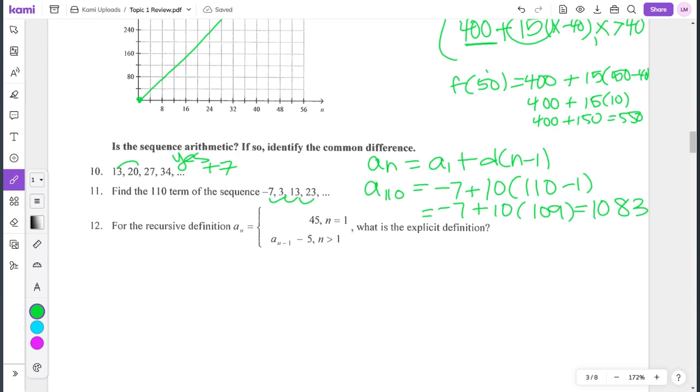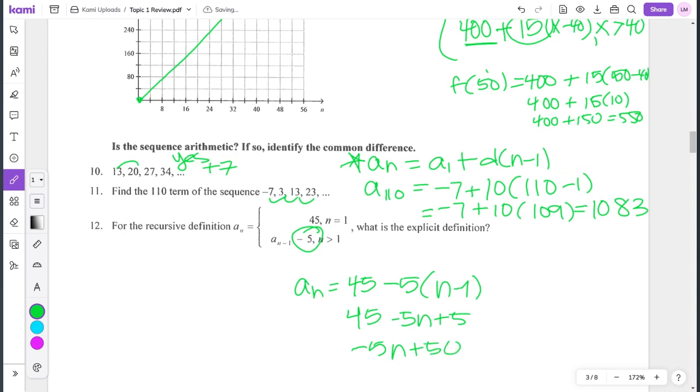All right, a recursive to an explicit. So I'm going to use this same formula. So I have a sub n equals 45 plus my common difference, because we're going to subtract on each term. So -5, I'm going to go ahead and change this to -5 instead of plus a negative. So -5 times n minus 1. So that's my explicit definition. I can clean this up, and I end up with -5n plus 50 as my equation. You can definitely leave it right there if you would like.